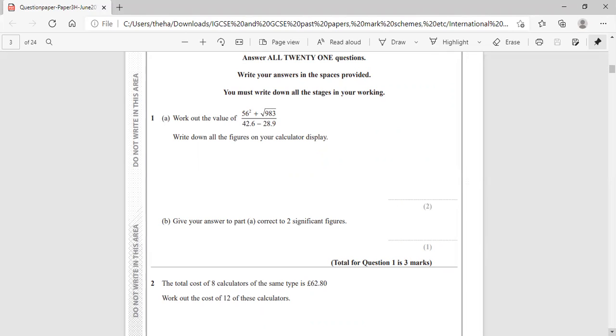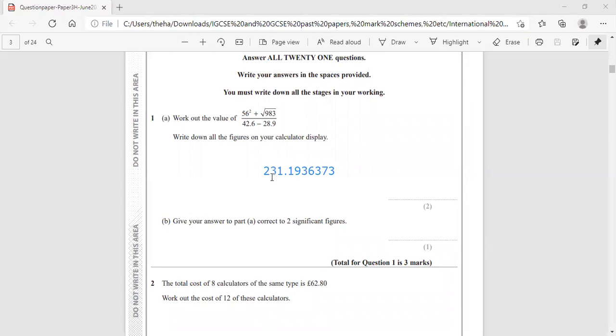So put that in your calculator and then write down all the figures in your calculator display. So if you put that in your calculator, you should get 231.1936373. So you have to write down all the figures on your calculator display. So that's quite simple. All you need to do here is put it in your calculator. You could do 56 squared plus square root 983 and then divide that by the other one, but simplest just to put it in your calculator.